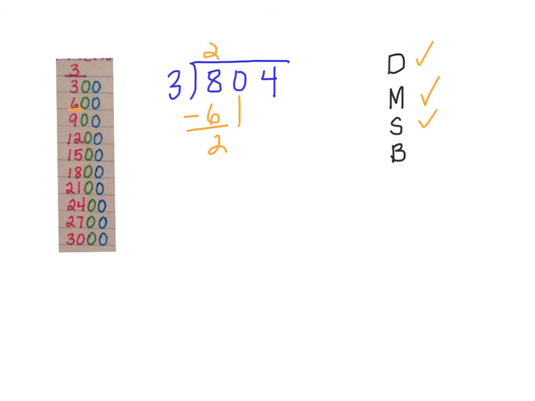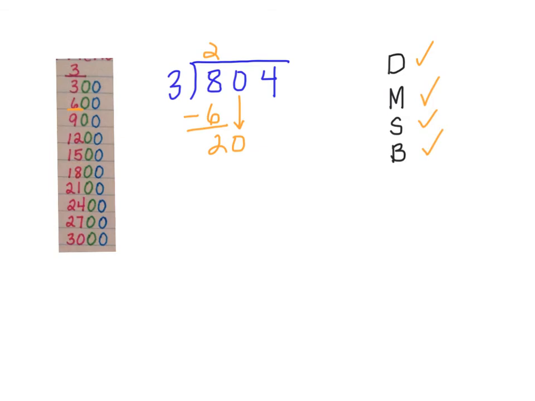Then I bring down this 0. So now I'm left with 20. I'm ready to repeat my process. Divide 20. I never go back up here. Always come down here after I bring down. 20 divided by 3. Well, I look over here on my friendly numbers. I can get to 18, but I can't get to 21.